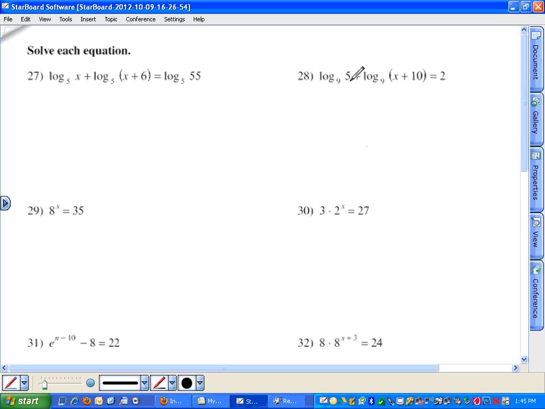We have to check that they have the same base, which they do. So since there's a plus sign between the two logarithms, this is an example of the product property. So we can combine those two logarithms into the log base 9, and now the 5 has to form a product with x plus 10, so this is 5 times x plus 10, and that equals 2.